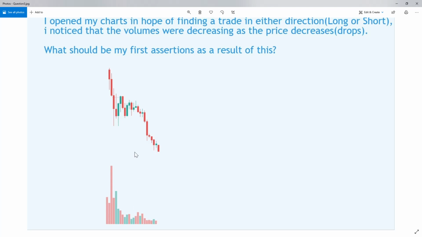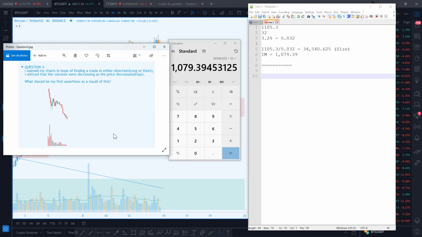So volume decreasing while price is decreasing is showing that bears or sellers are weakening. They are losing momentum. They are losing their steam. So what do you want to look for in this scenario? My first assertion will be that the price is weakening, so I will be looking for a long rather than looking for a short. I hope that answers that. So anything related to short or to long, looking for long, support, demand on this is okay.